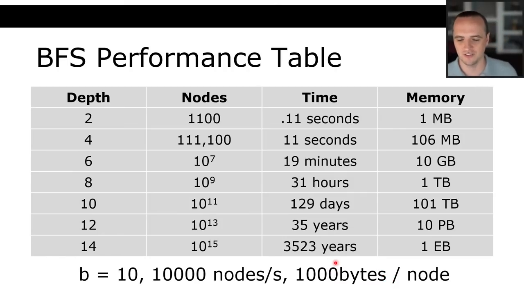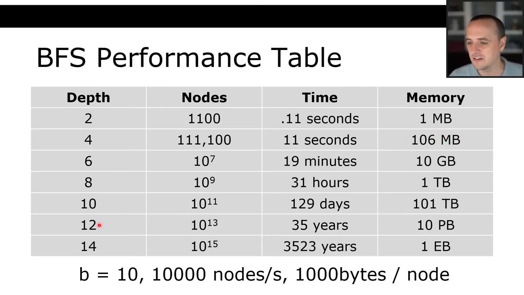And the hilarious thing is this is almost exactly the parameters of a problem that I've been working on. So if we can do 10,000 nodes per second with a kilobyte per node, how long do searches take? Well, if we get to depth 2, we've only searched about 1,000 nodes, and we get there in a tenth of a second with 1 megabyte of memory used. Okay, well, what about depth 4? Already we've jumped up to 100,000 nodes. We've taken 11 seconds, and we have 106 megabytes of memory.